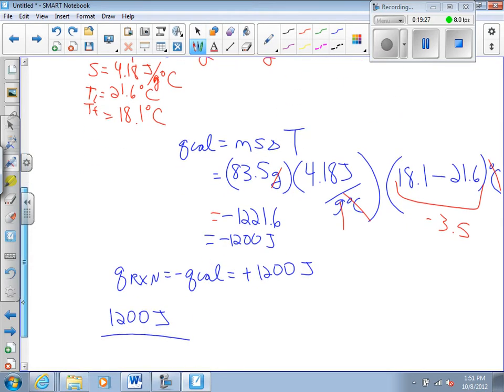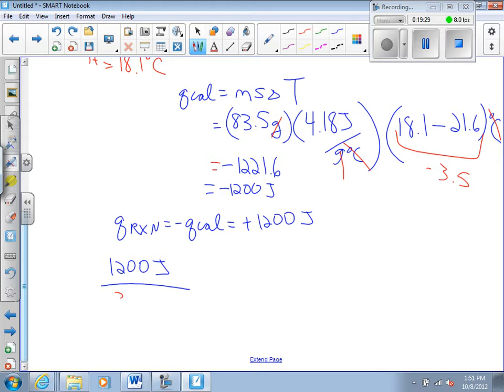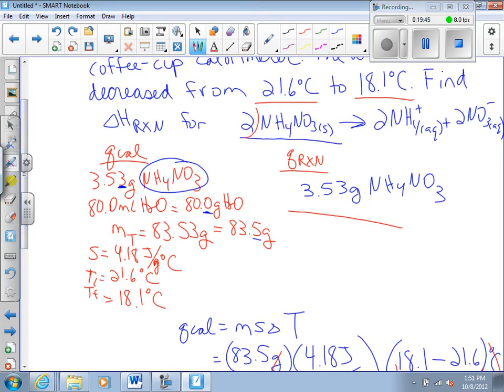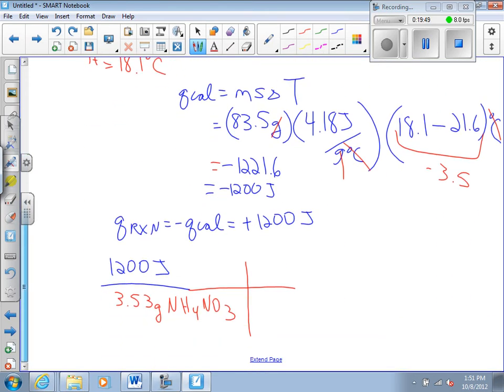Now, we know it's 1200 joules for, let's see, 3.53 grams. 1,200 joules per 3.53 grams of NH4NO3. And I need to find delta H for an entire reaction. Our reaction has 2 moles in it. So first I'm going to have to convert my grams to moles, so I have to figure out my molar mass of the NH4NO3.